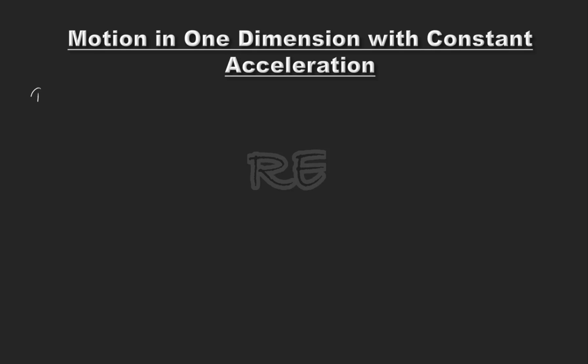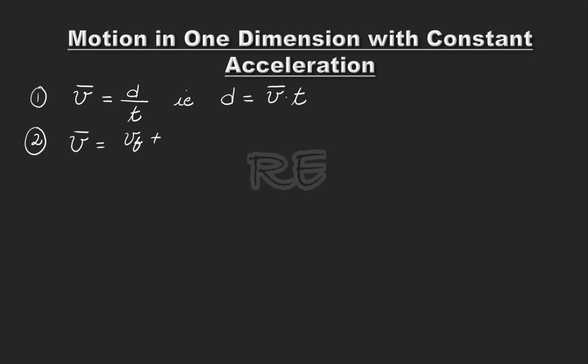Formulas for motion in one dimension with constant acceleration. The average velocity is equal to the displacement divided by time. Now, if we cross multiply, displacement is equal to the average velocity multiplied by time. The average velocity can also be found by adding the final velocity to the initial velocity and dividing the whole thing by 2.